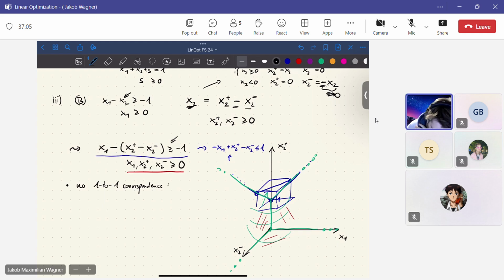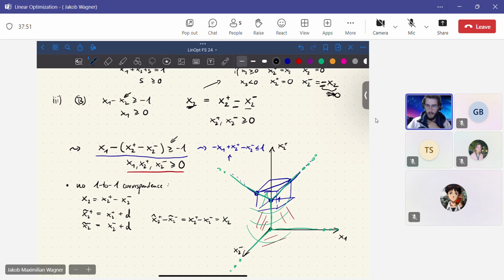Why? If we have some x2 that we write as x2 plus minus x2 minus, and we choose a new point in our feasible set, the three-dimensional one, let's call it a tilde point, where we set the old one plus some constant, let's call it d, and we also take the old negative component and also add a constant d, then x2 plus tilde minus x2 minus tilde, because the d's cancel, is the same as x2 plus minus x2 minus, which is also x2.